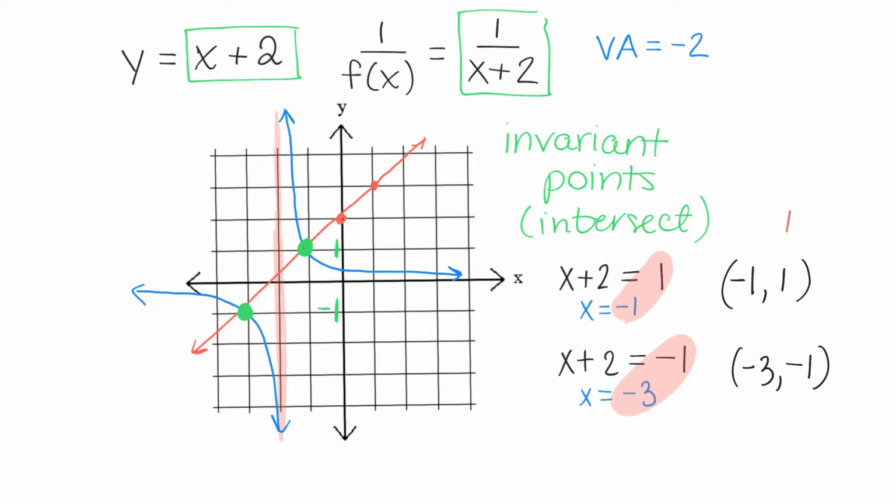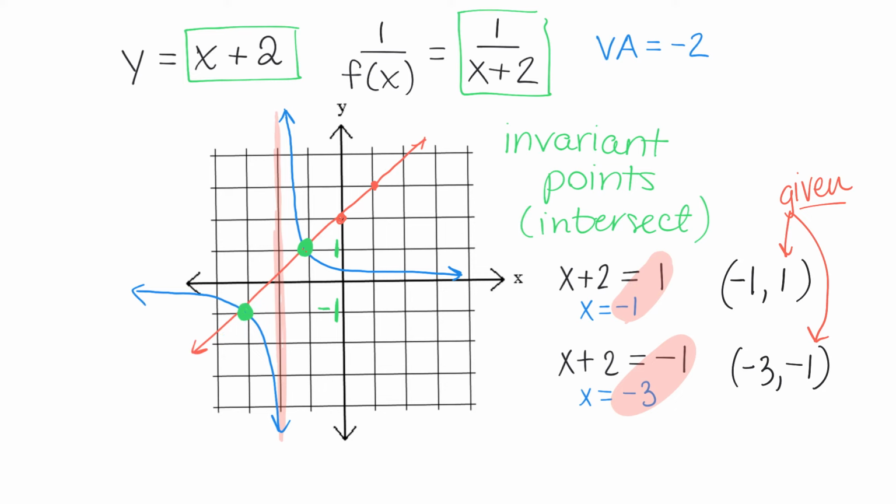And don't forget, this 1 and this -1 are kind of given to you. We're solving for x. We know that's where the y's happen. We just have to figure out what x goes with that. And sure enough, if you come back over here and look at the green points we found, that is definitely (-1, 1), and this is definitely (-3, -1). That's going to work all the time.